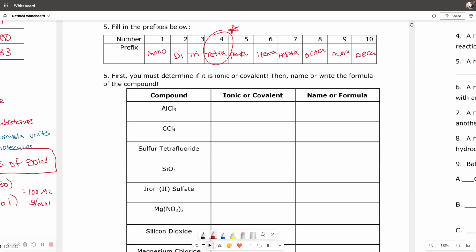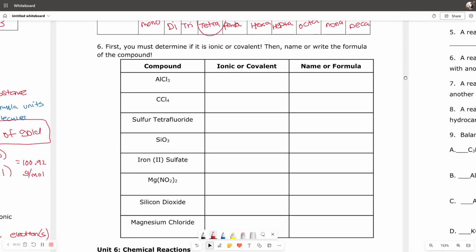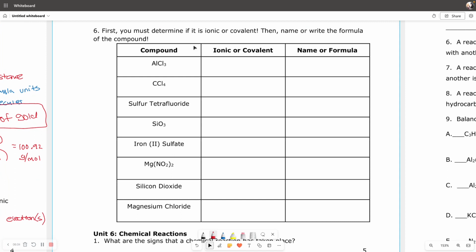Alright, I hope this is bringing back your memory. Let's get to naming some of these. Wow, so fun. So we first identify if it's ionic or covalent, and then we can name. Because remember, there's different rules for ionic naming and covalent naming. For ionics and covalents, there's very drastic differences, and we'll go over them, but let's first identify whether or not these are ionic or covalent.